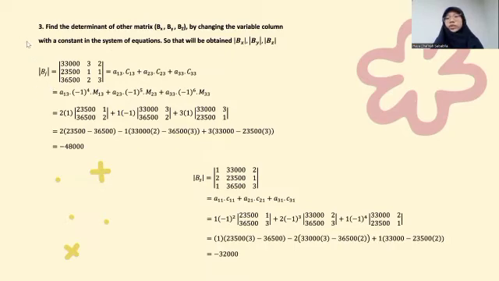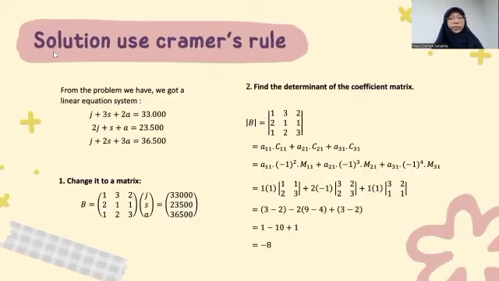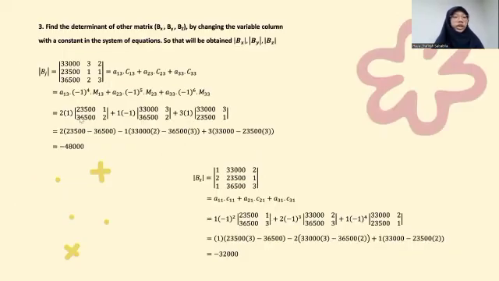First, because the first variable is J for the orange fruit, we have PJ, where the matrix is the same as the P matrix, but we change the first column with the prices that we have. So we have this matrix, and we find the determinant using the minor cofactor.